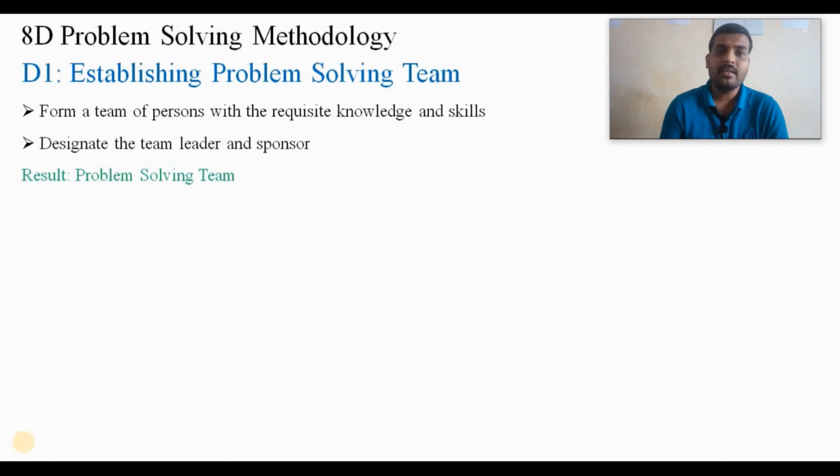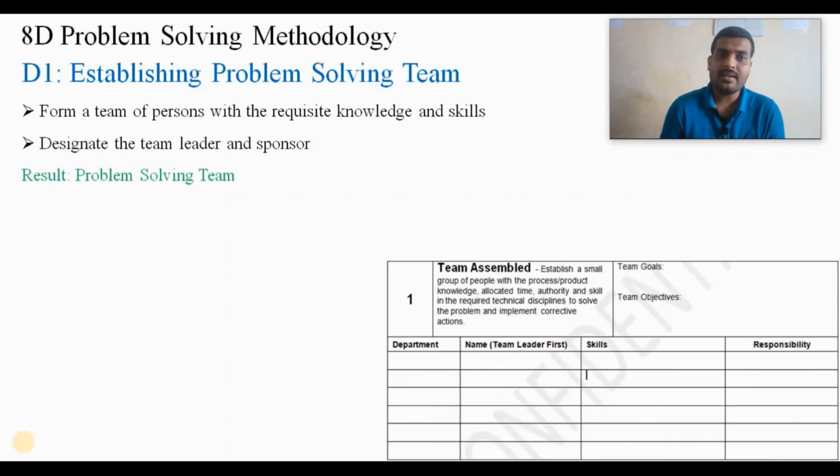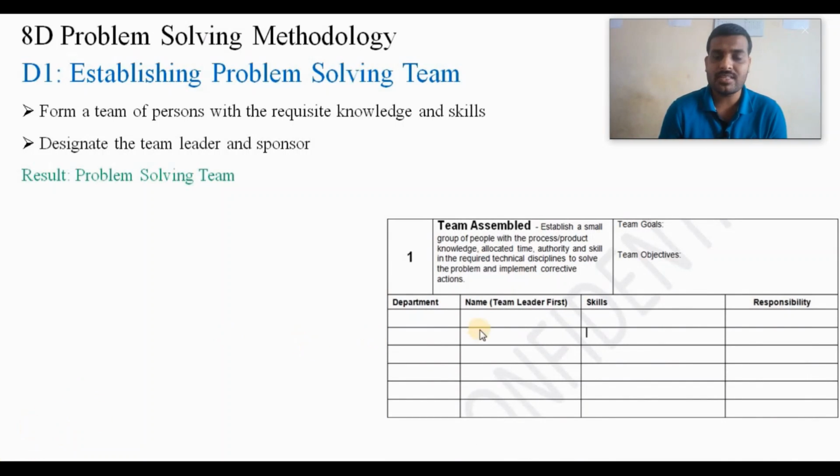Now we will see the format of D1 from the 8D report. Here you have to start with the team leader's name first, and then you have to involve the cross-functional team members as well. In this column you have to mention the department, then the names of the employees, then their skills and responsibilities. For completion of the D1 phase, we have made one checklist. So now we'll go through that checklist.